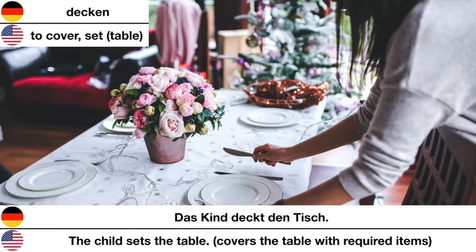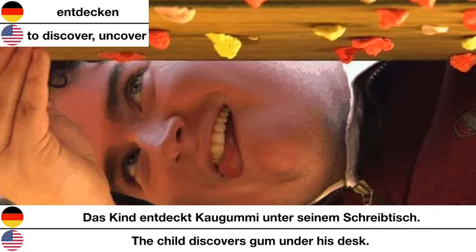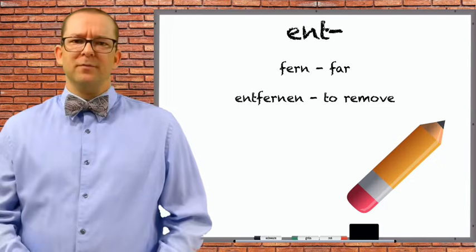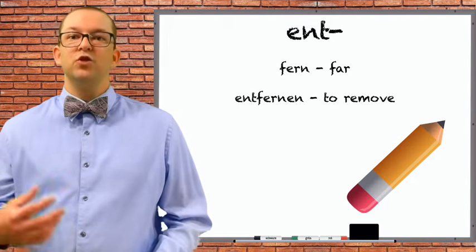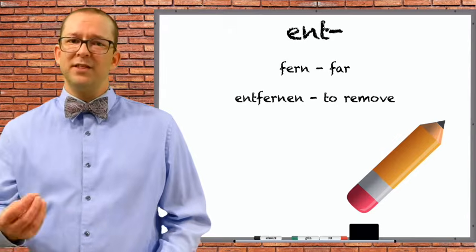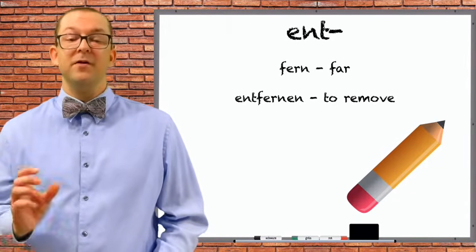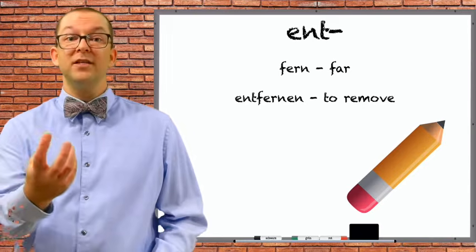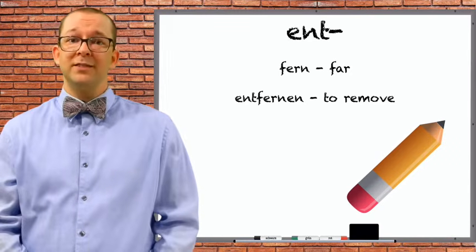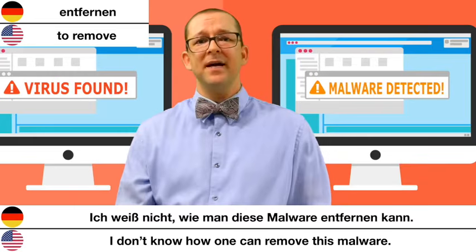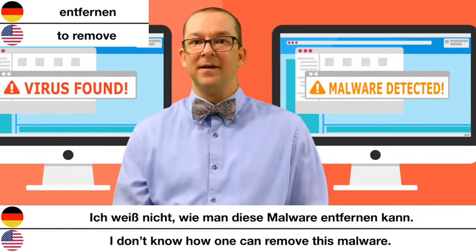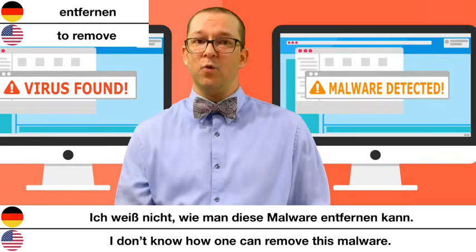Das Kind deckt den Tisch. The child sets the table, or covers the table with the required items. Das Kind entdeckt Kaugummi unter seinem Schreibtisch. The child discovers gum under his desk. A very popular verb in this category is entfernen, which means to remove. The base is fern, which isn't a verb, but an adjective or adverb that means far. So this is like removing something far away from where it was. For example, Ich weiß nicht, wie man diese Malware entfernen kann. I don't know how one can remove this malware.